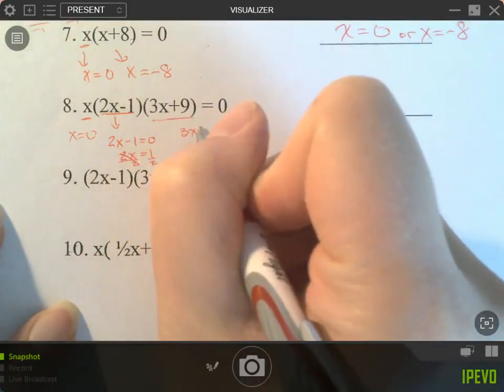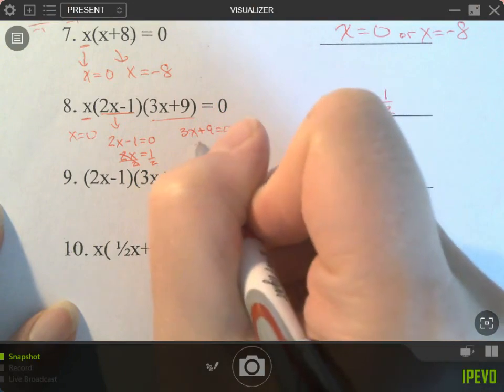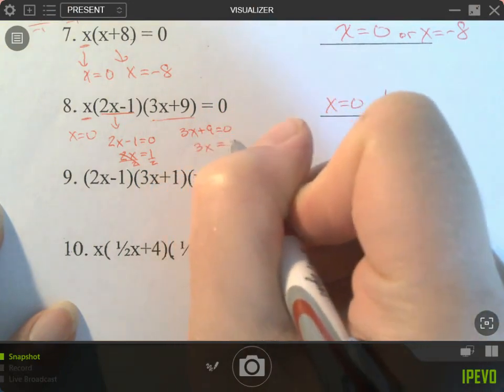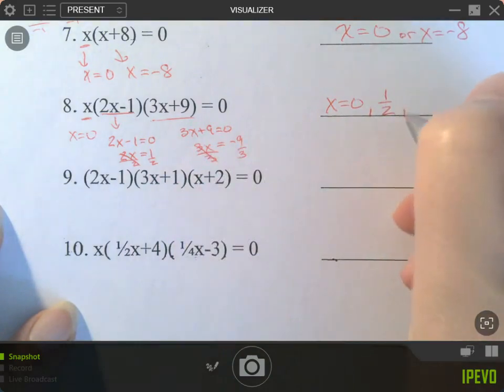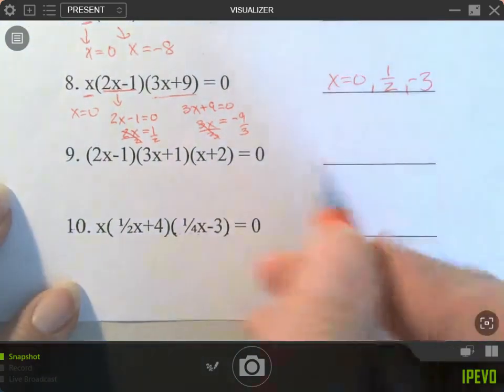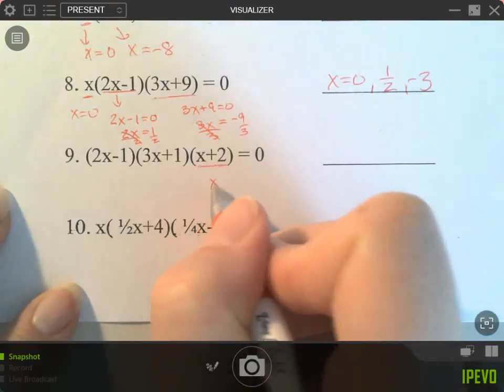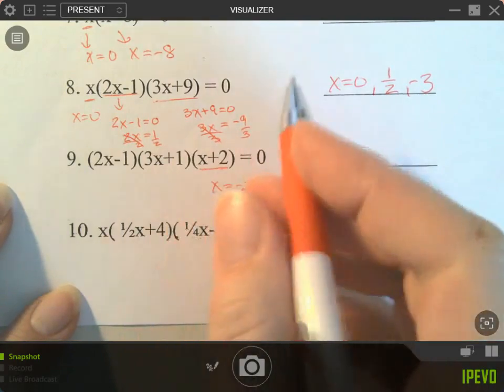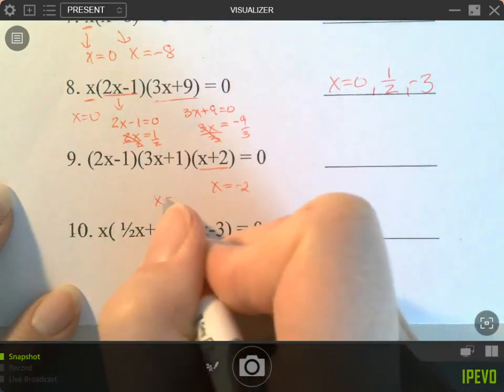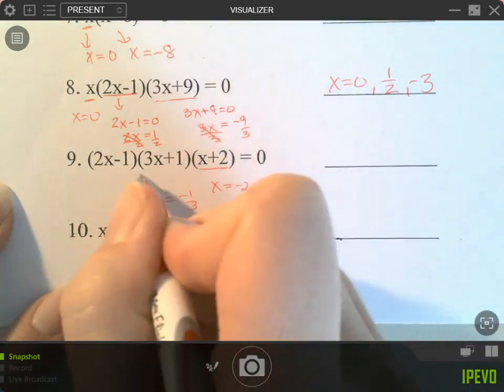So 3x plus 9 equals 0. We are going to subtract the 9, divide both sides by 3, and I get x equals -3 as my third answer. Okay, this is the one I can do really quickly in my head. X is -2. This is the one that some of us can do in our head, and we know it's x equals -1/3.